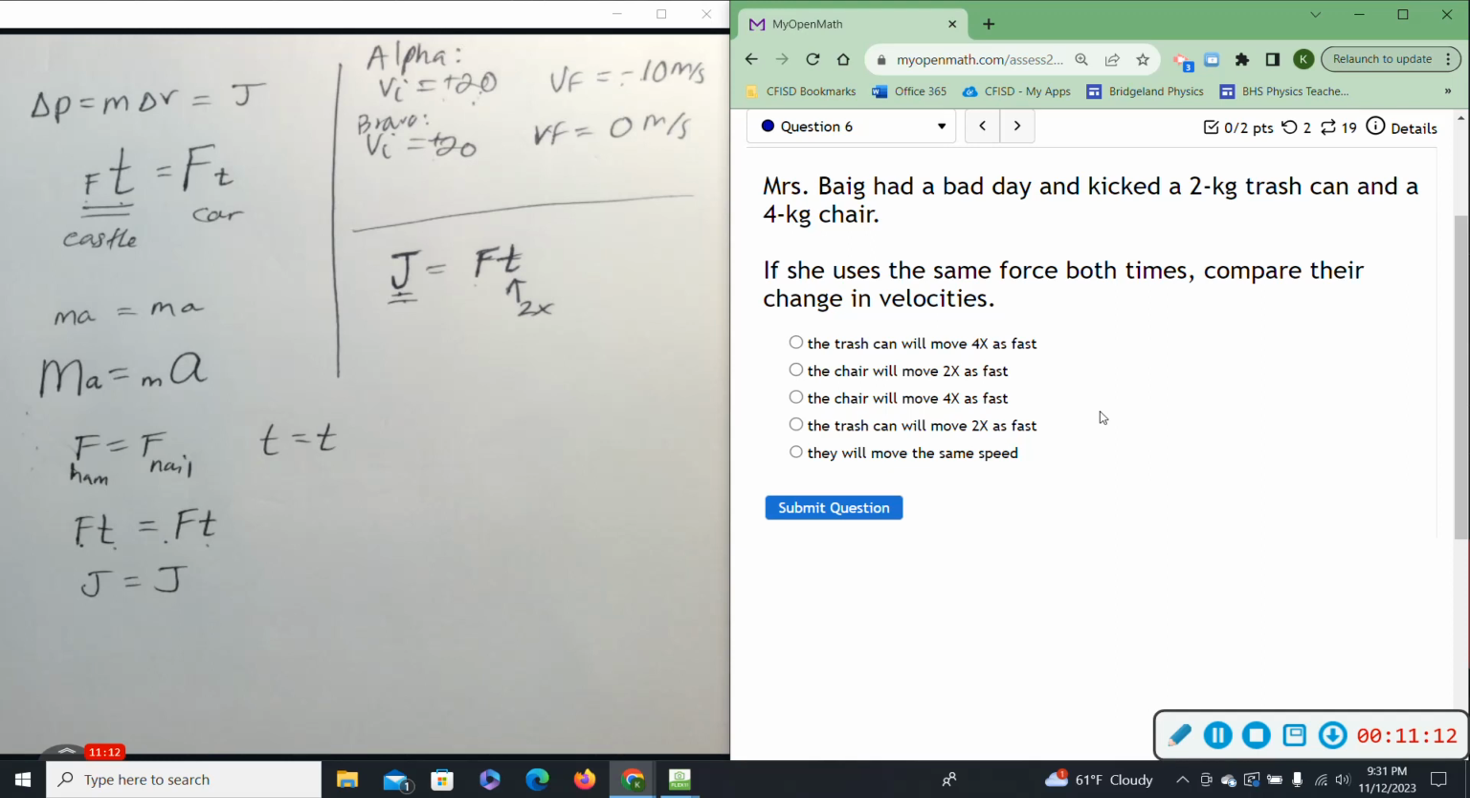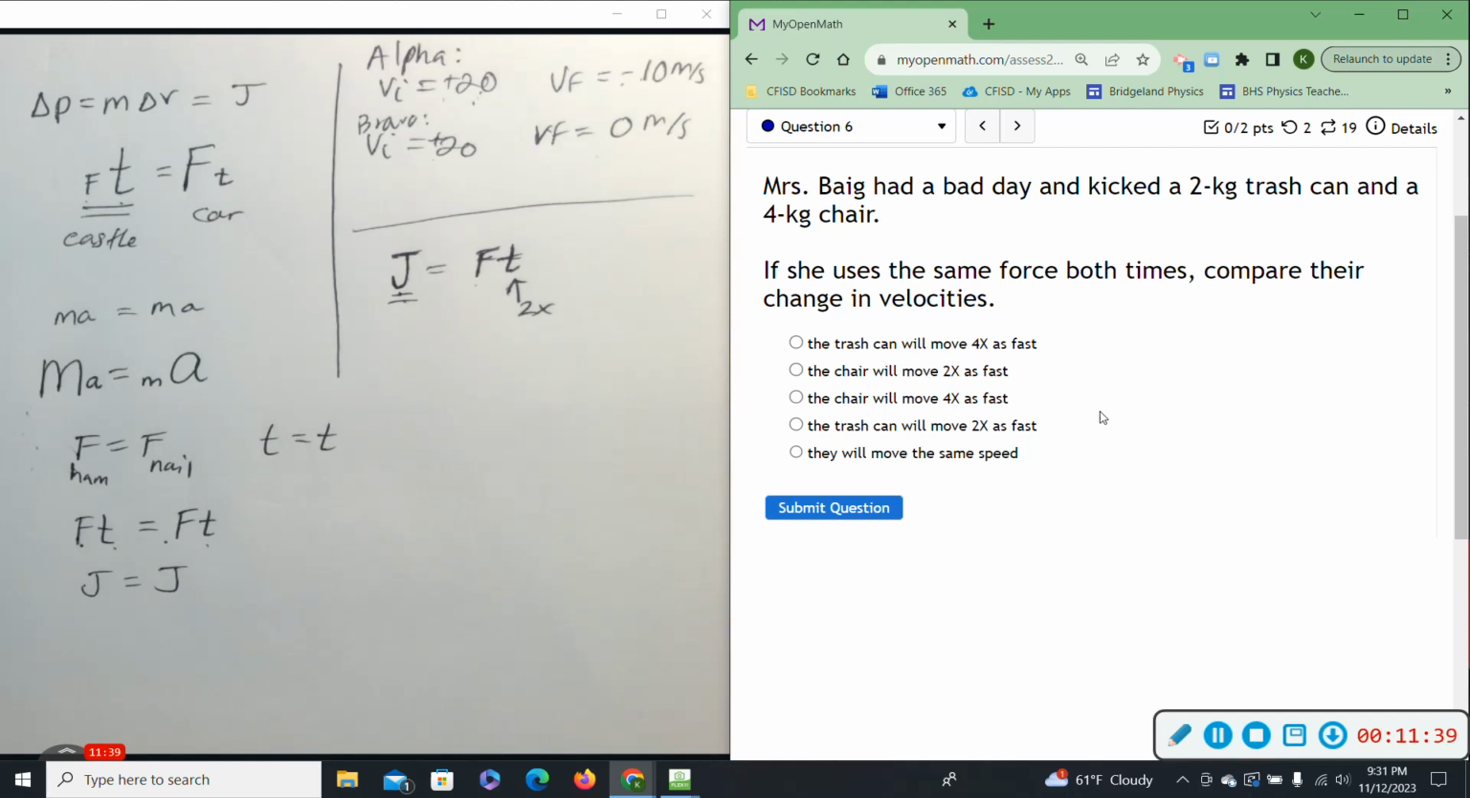This is question 6 on the assignment 502.2. Mrs. Begg was having a bad day and kicked a 2-kilogram trash can and a 4-kilogram chair. If she uses the same force both times, compare their change in velocity. Just thinking about this logically, because this is something you've probably experienced, maybe not with a trash can and a chair, but applying the same amount of force to objects that have different masses.